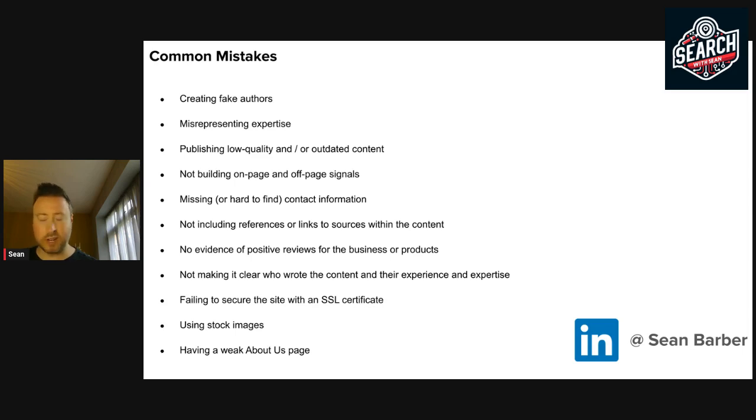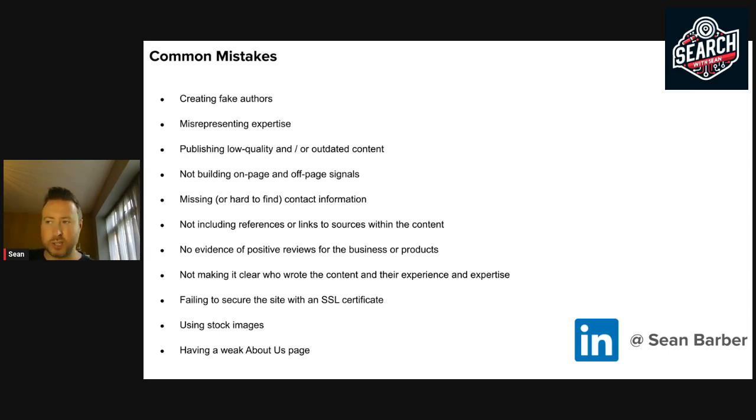Again, you may write some extremely good content, and the person who wrote it might be really the best person for the job. You don't make that clear to the user or search engines, and they're not going to think about that, are they? They're just going to presume it's just spun out by, it could be anyone or AI or whatever. So, yeah. Failing to secure the site with an SSL certificate, so it's not secure. I mean, most sites are secure now, but I'm sure there's still some that aren't.